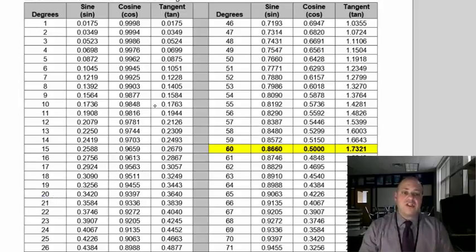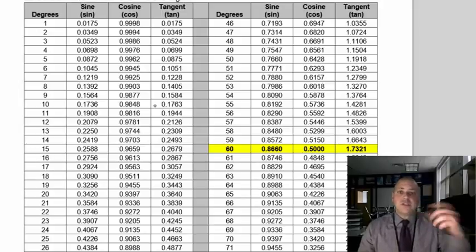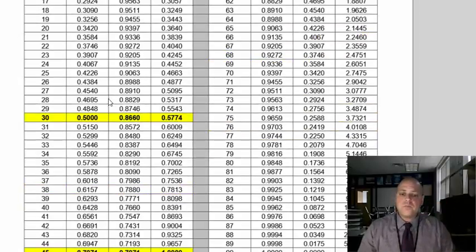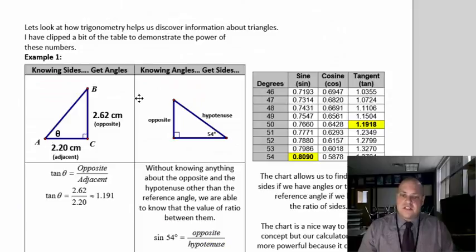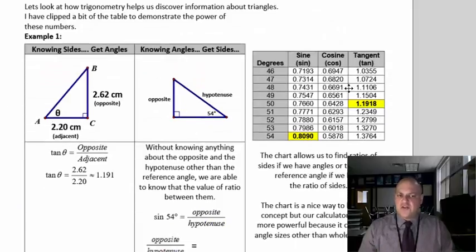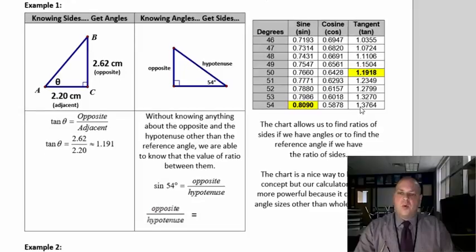And then here's all the ratios. They're all just turned into decimals. You know, a ratio is usually a fraction, but you just turn it into a decimal. So what we're going to do is use this table, and here's a little chunk of the table right here, just because it's focusing in on what this example is doing. That's going to help us. But anyways, here is example 1: knowing sides, get angles; knowing angles, get sides.